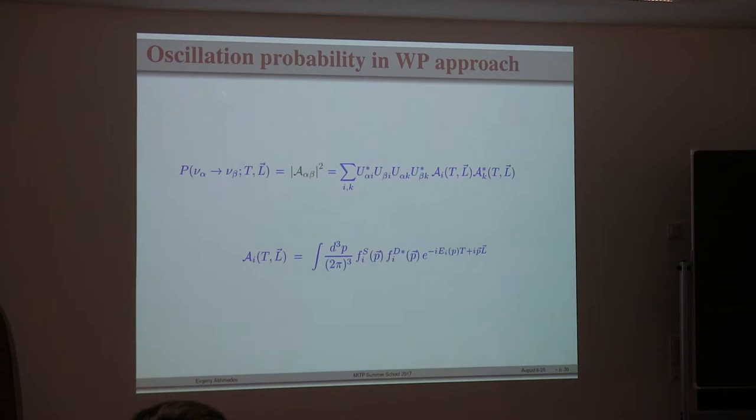We never actually measure the time of neutrino propagation, except in some cases which I'll discuss in a minute, okay? And therefore it's a good idea to integrate over time. We consider the neutrino propagation over some distance L, and we just integrate over time, because we don't measure it.